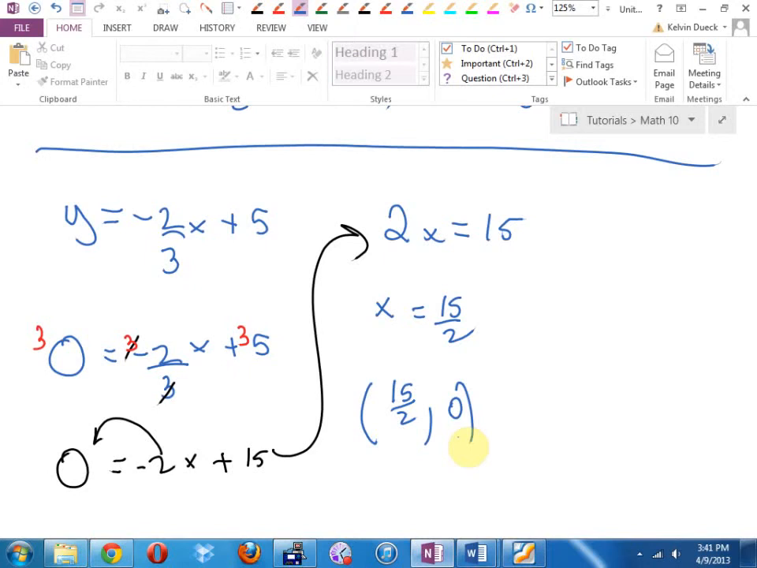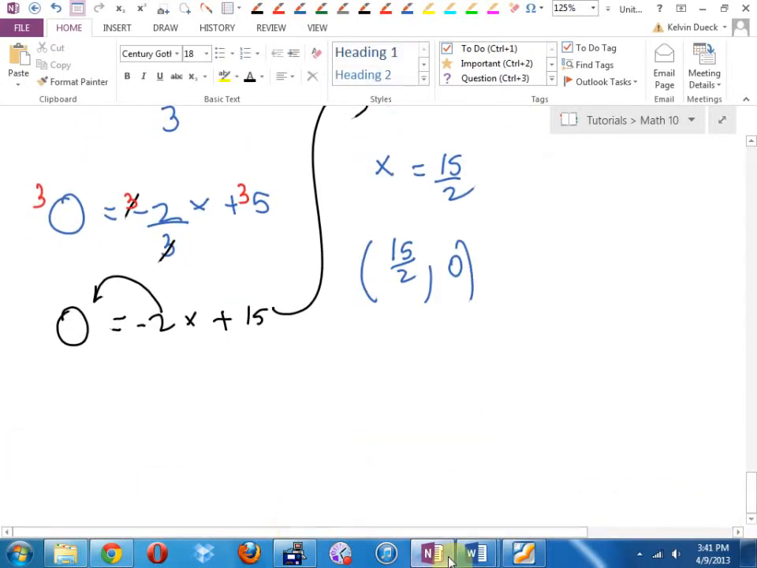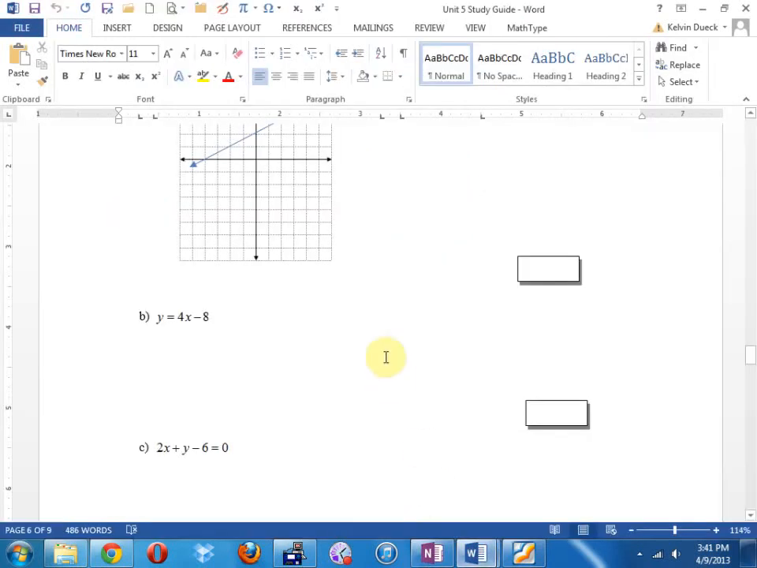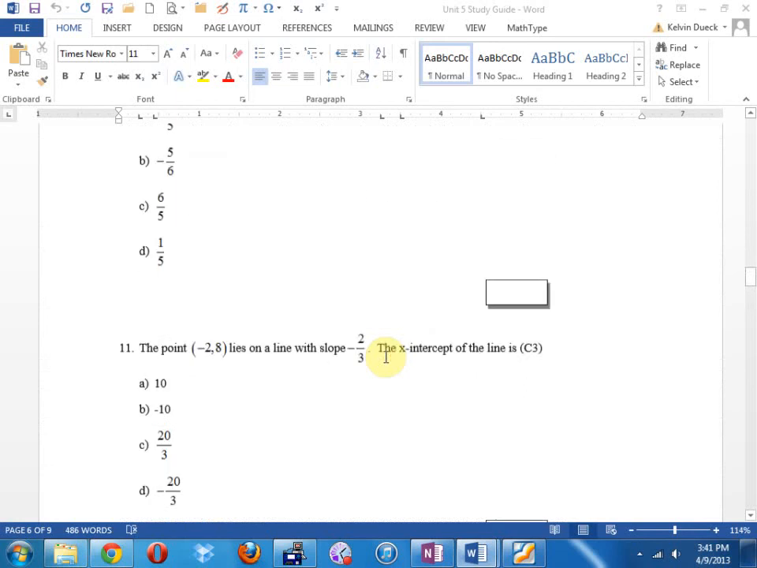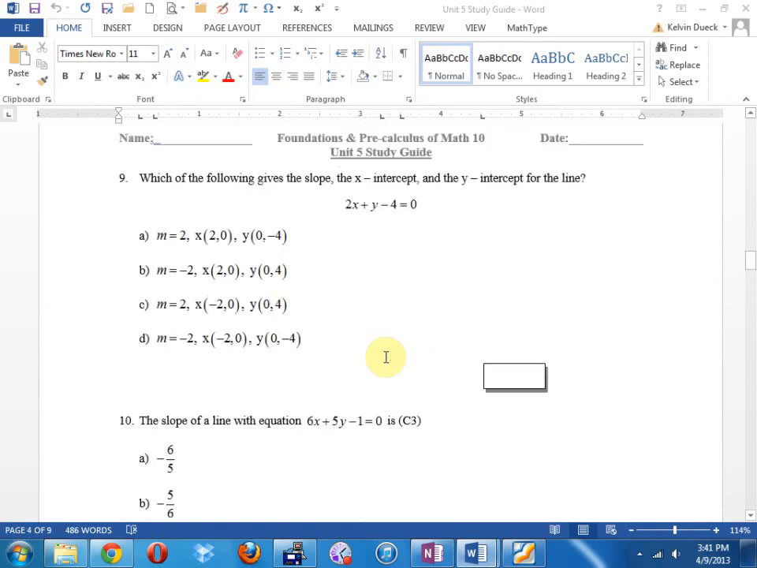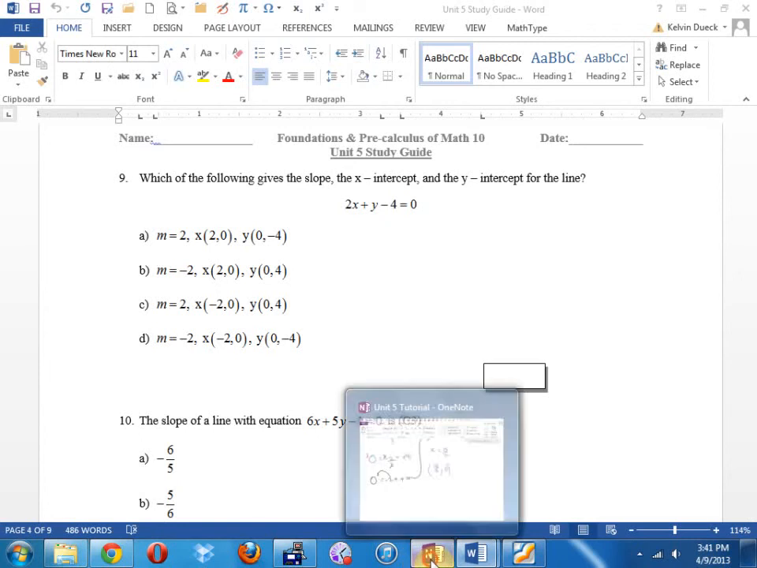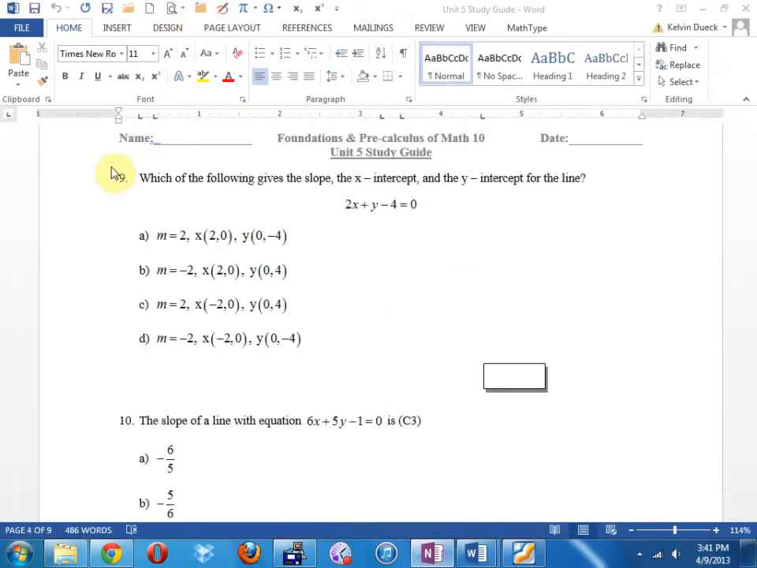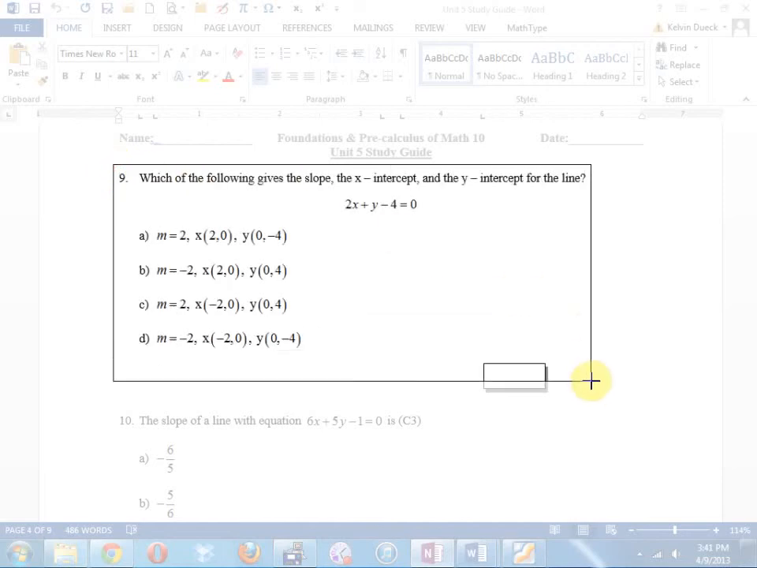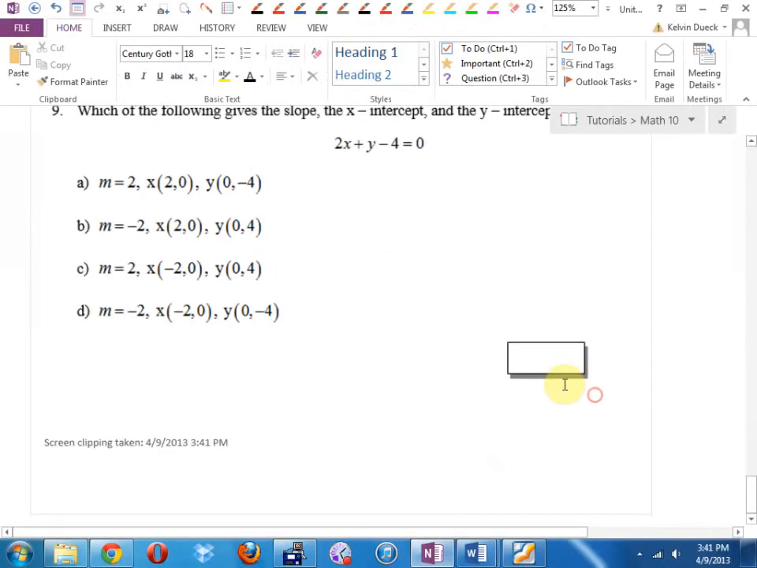Yep. Number 9 on the study guide. Yeah, I hate this question. I like this question. I hate this question. I like this question. They love stuff like this on the provincial. I hate these.